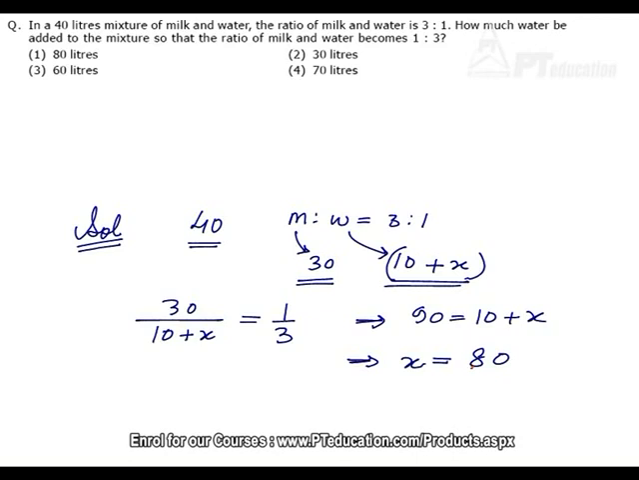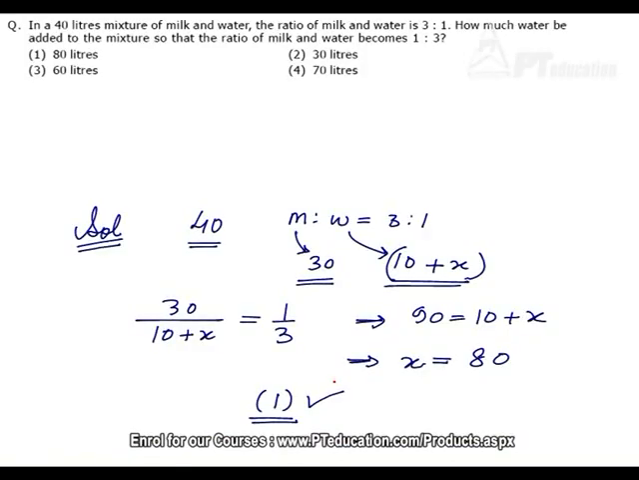So if 80 liters of water is added, new water will become 90. Old milk was 30. So 30:90 will be 1:3, and the ratio is precisely 1:3, which is wanted. Hence the answer is 80, which is option number 1. This is the correct answer.